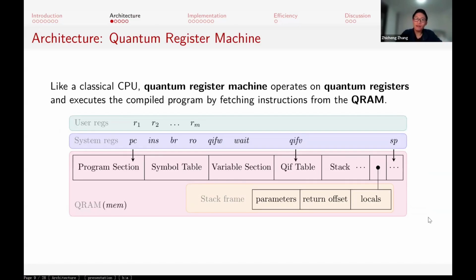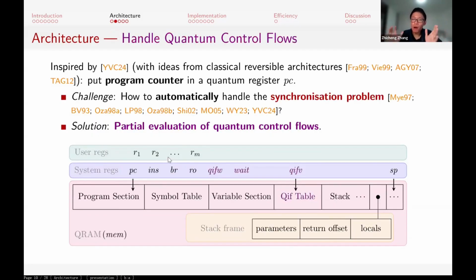So for the architecture, like a classical CPU, a quantum register machine operates on quantum registers and executes a compiled program by fetching instructions from the QRAM, then decode and execute these instructions. So the storage components of the quantum register machine are just the registers and the memory. The registers include the user registers and several fixed system registers, and the memory is a QRAM, which is divided into several sections.